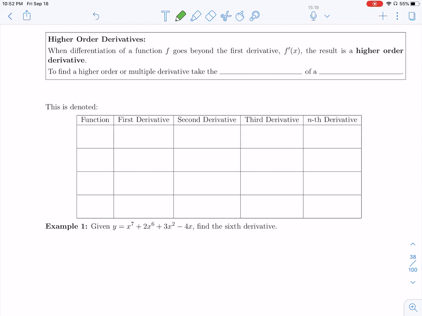Here is our best section of the entire semester. If you haven't been feeling very smart, this section is going to remind you of just how smart you are for taking calculus. We're going to do some higher order derivatives.